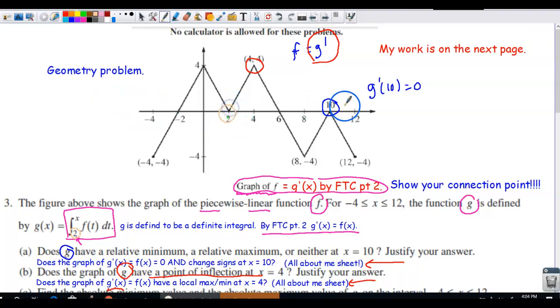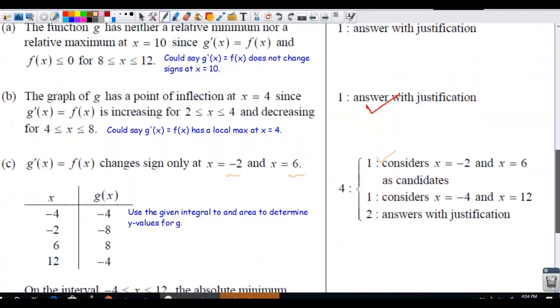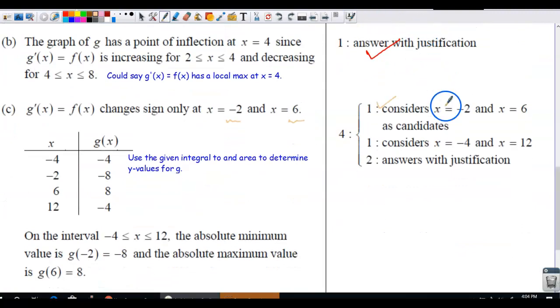2 is a critical number. 10 is a critical number. And if you declared them as critical numbers, it's perfectly fine. There's nothing wrong with that. But the ones that we have to see are -2 and 6 because they're potential candidates. And then we have our endpoints of -4 and 12.